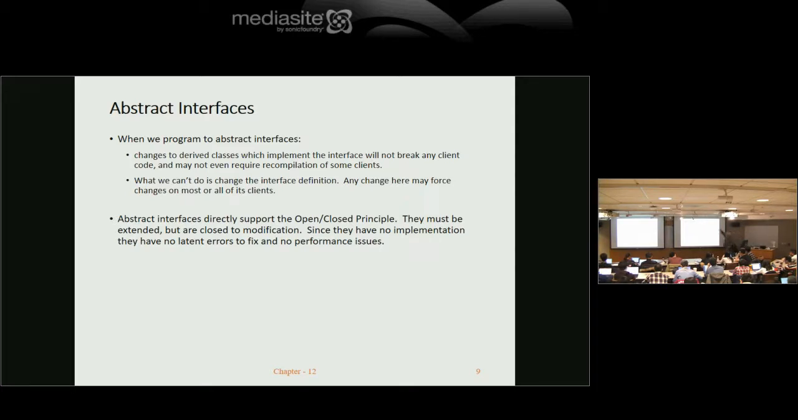Changes to derived classes which implement the interface do not break any client code, because they use the interface, and may not even require a recompilation of some clients. What we can't do is change the interface definition. Any change to that interface causes breakage all the way up. And you say, oh, that means you'll never change an interface. And I say, no, that isn't true.